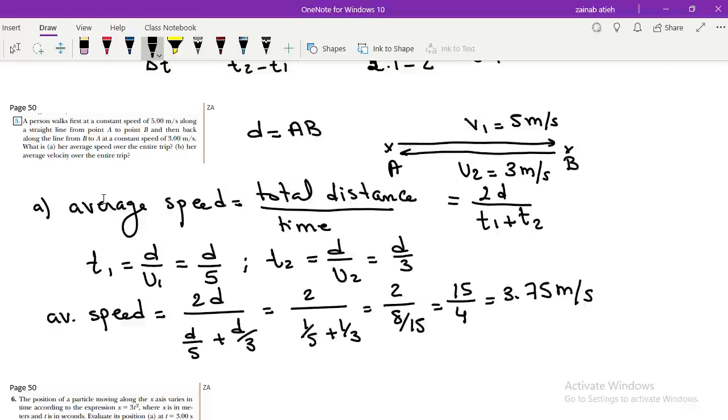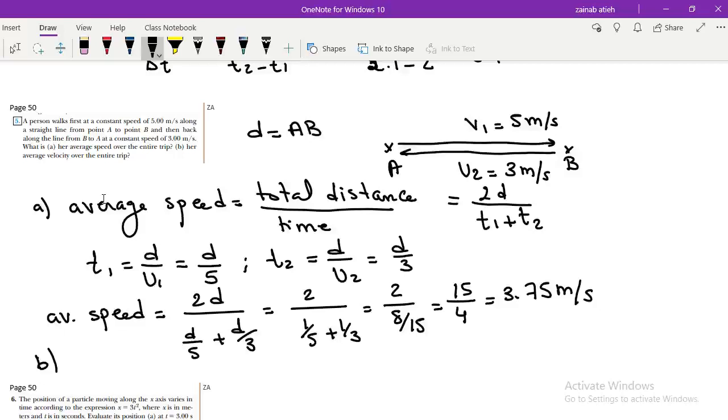In part B, it says her average velocity. What is the definition of average velocity? It is not like average speed, which is the total distance traveled over the total time. It is displacement over time. Displacement is the difference between where it was and where it ended up. It's delta x over delta t. So it started from A and it ended up at A, so delta x is 0. X initial and X final are equal.